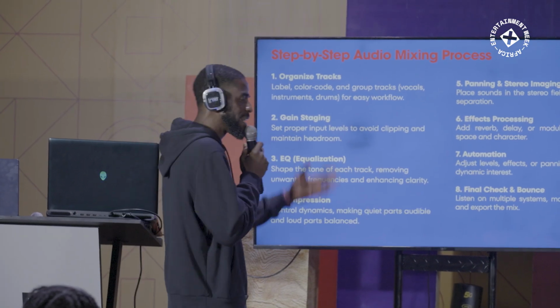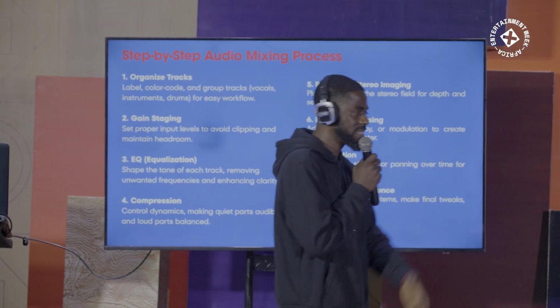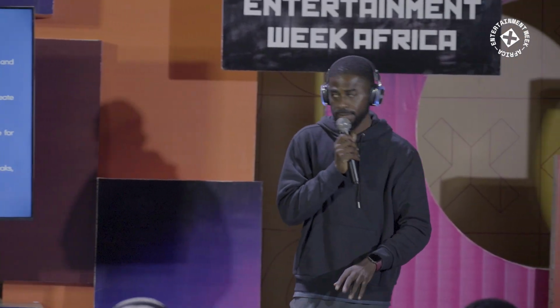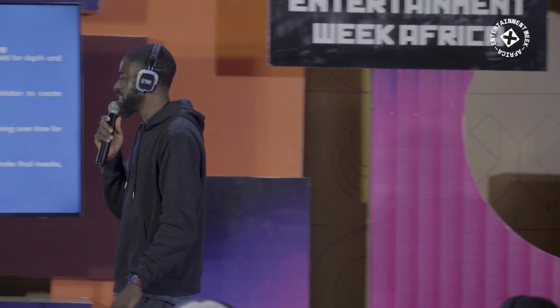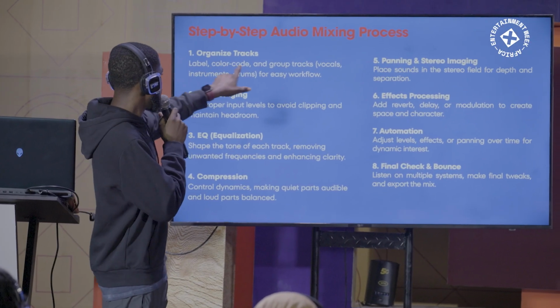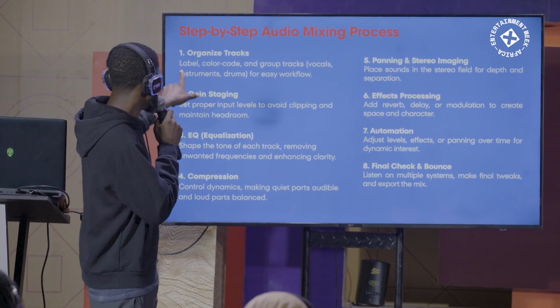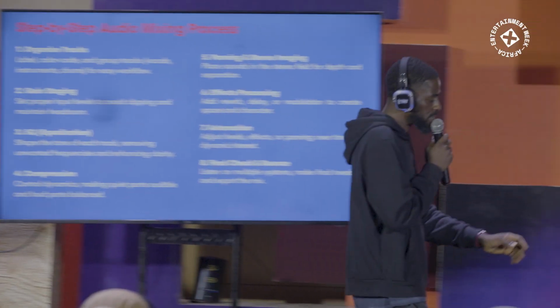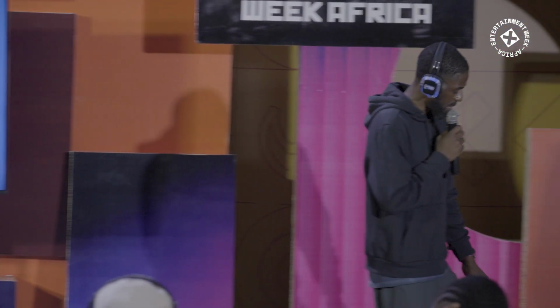Let's use a live stage. All right. Let's go outside the studio world. Let's use a live stage. Now, the first thing is organize tracks: label, color code, and group tracks, vocals, instruments, drums, for easy flow. Now, I want to talk about something, and it is very, very important.